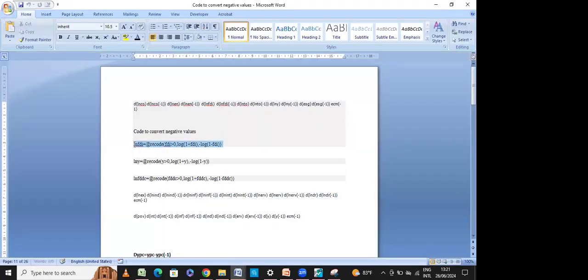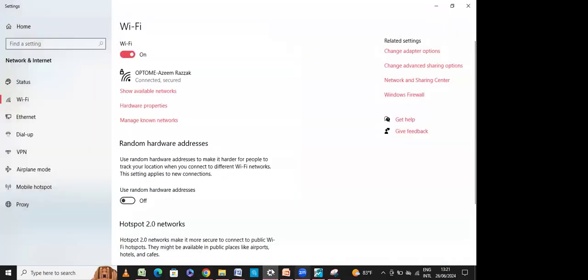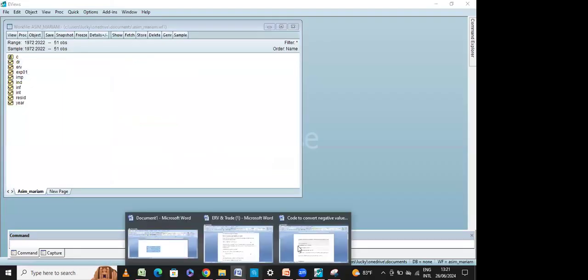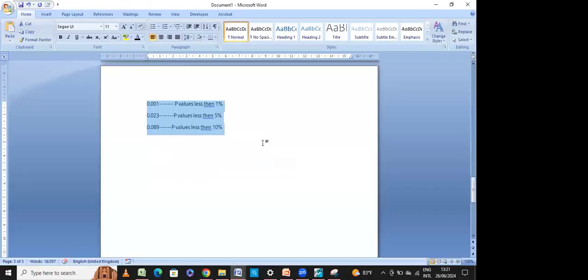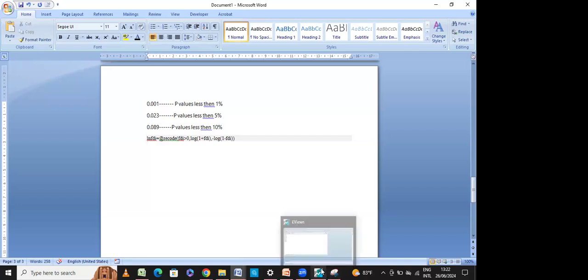Yes, the most important thing, a lot of students will face this kind of problem. So this is a small formula. This is the formula for taking the log form of the variable. Why is log form important?